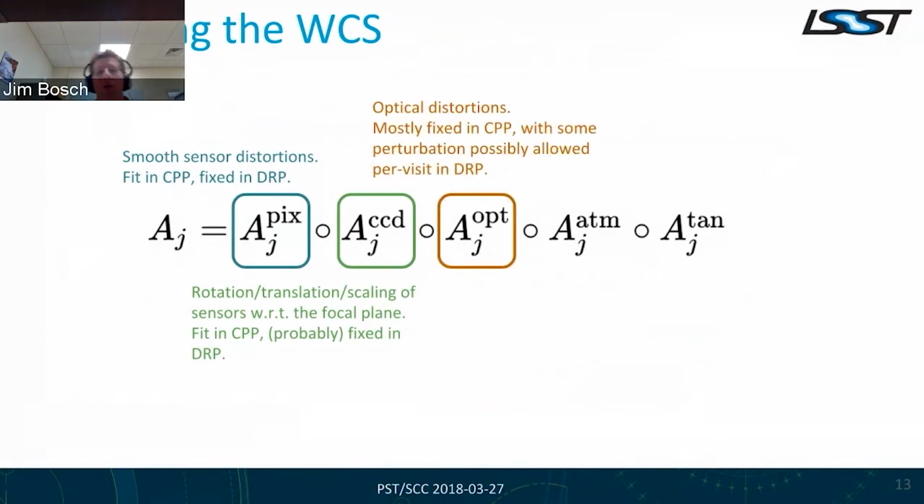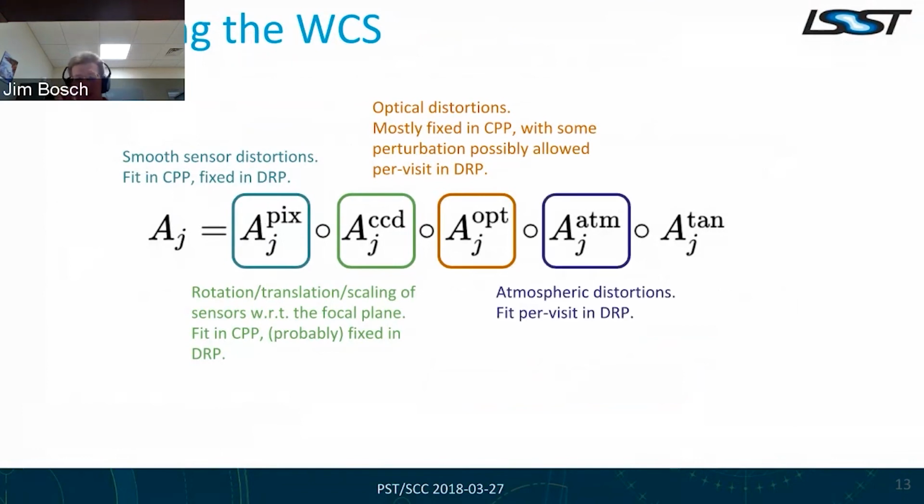That essentially applies to this optical part as well. The optical distortions are the biggest part of the WCS, and I think they're very close to fixed, and we can determine that in calibration products production, but we'll probably need to have some perturbation allowed per visit. And that perturbation might be entirely degenerate with this next term, the atmosphere, just in the same sense that the optics was somewhat degenerate with the atmosphere and the PSF.